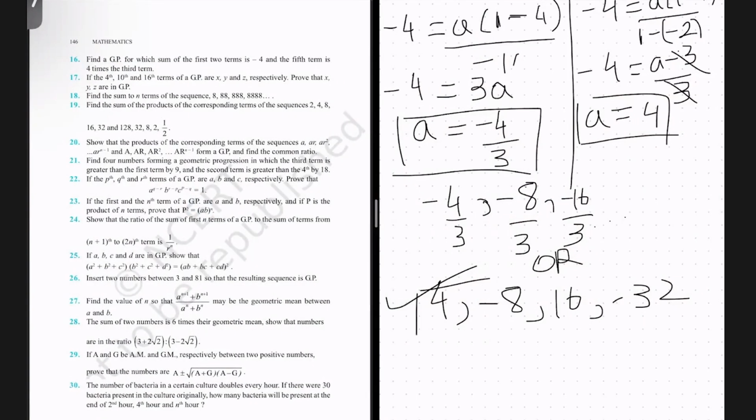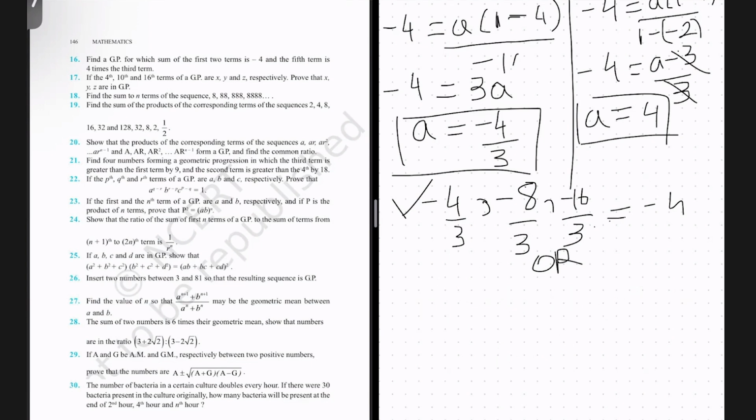And why is that? Why do we have multiple solutions? Because the conditions that we have been given are of the form that multiple things could satisfy them. So if you add -4 by 3 and -8 by 3, we are going to get -4 here. And if you add 4 and -8, you are also going to get -4. So both of these GPs are going to satisfy your condition, and that is why you have two answers as solutions to this particular question, right? So that was the 16th question for you guys.